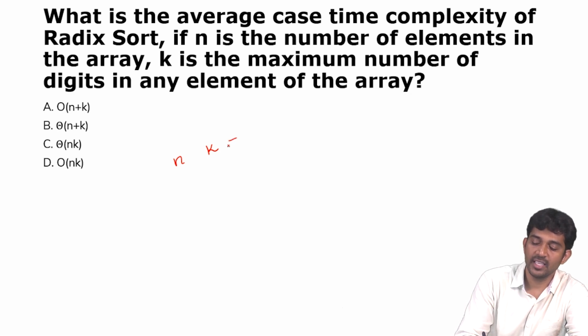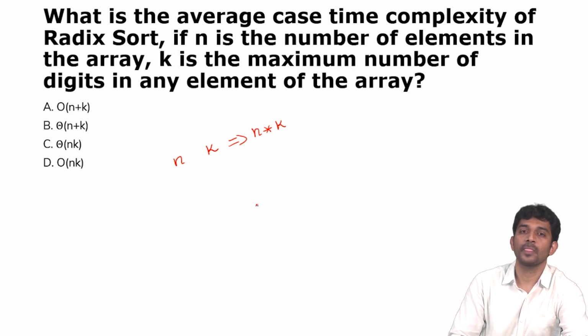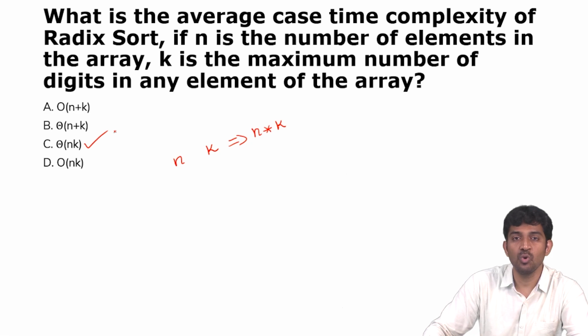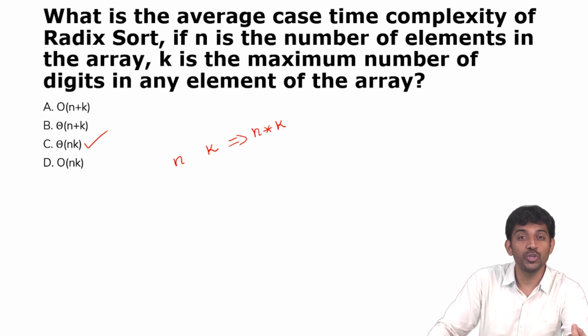Then simply the result is n into k. Right? The time complexity is nk. So don't waste much time to analyze the entire time complexity, because you don't have much time. There is just 1 minute. So you need to solve such kind of bits. If you are unable to find, you just leave the particular MCQ. Okay, you move to the next question.